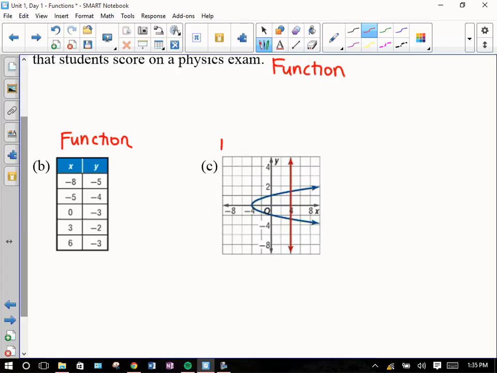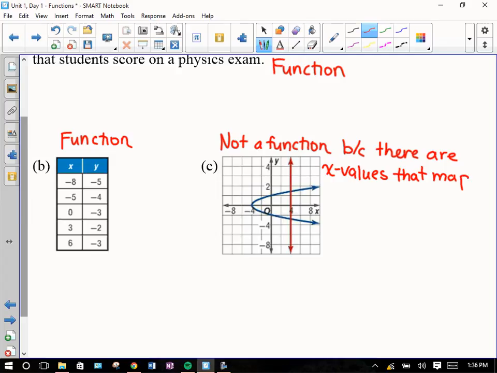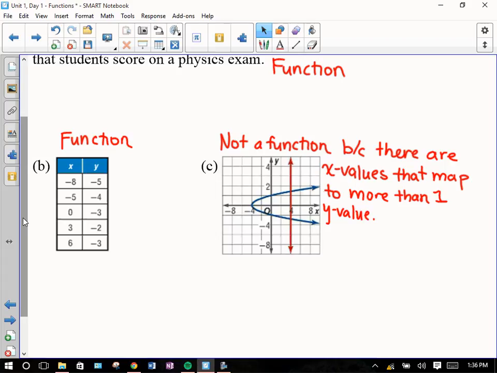Alright, so when you're not a function, this is what you'll be doing for your homework. Alright, not a function because there are x values that map to more than one y value. Okay? And then, if you want to, at the end on your test, you say, I applied the vertical line test. Alright?